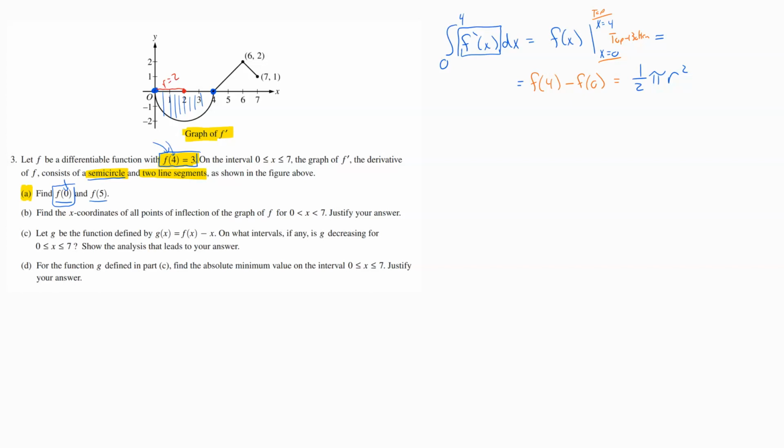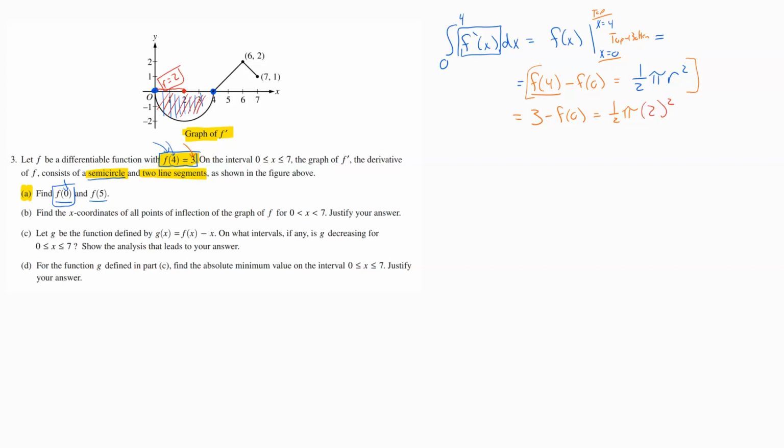As we start putting these pieces together, we're just going to be solving this equation now to get f of 0, which is what we're looking for. So let's start putting in the values we know. f of 4 we know was 3, minus f of 0, which is what we're looking for, and that's going to equal 1/2 pi, and then our radius in this situation we found was 2 squared. And the thing to be careful of here is notice that this half is down below the x-axis.